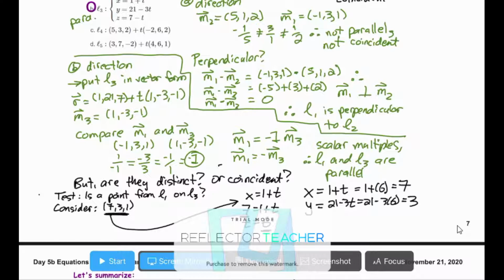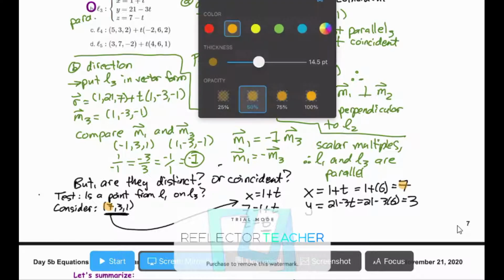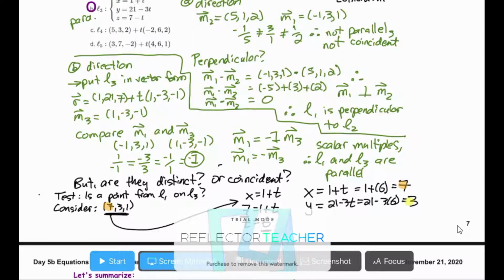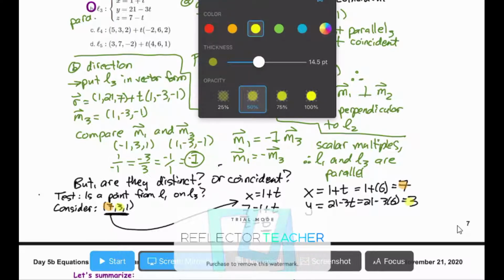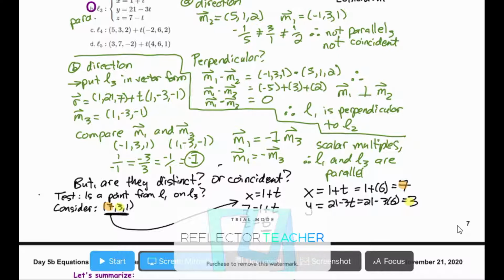Hey, that looks pretty good. I got my 7. And I got my 3. Let's see if we're going to get our 1. So our z component is 7 minus t. So 7 minus 6 equals 1. That's the value we're looking for.